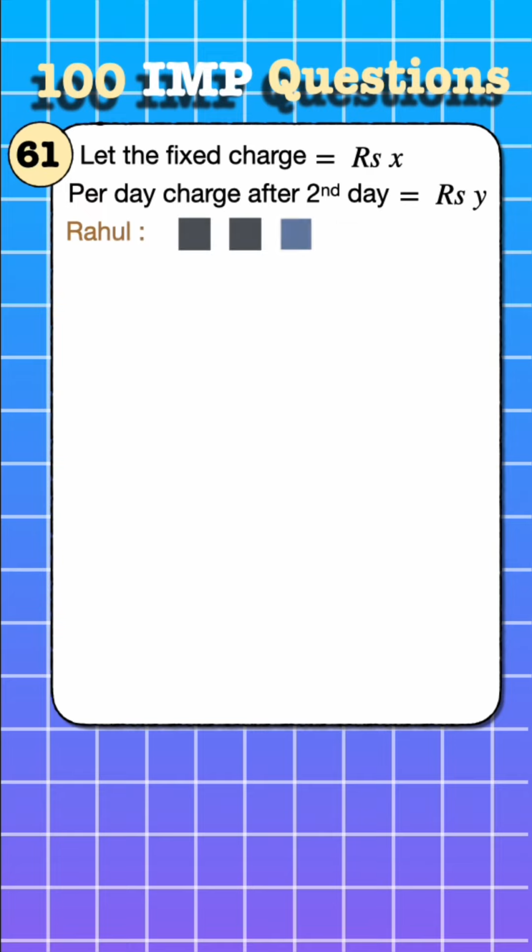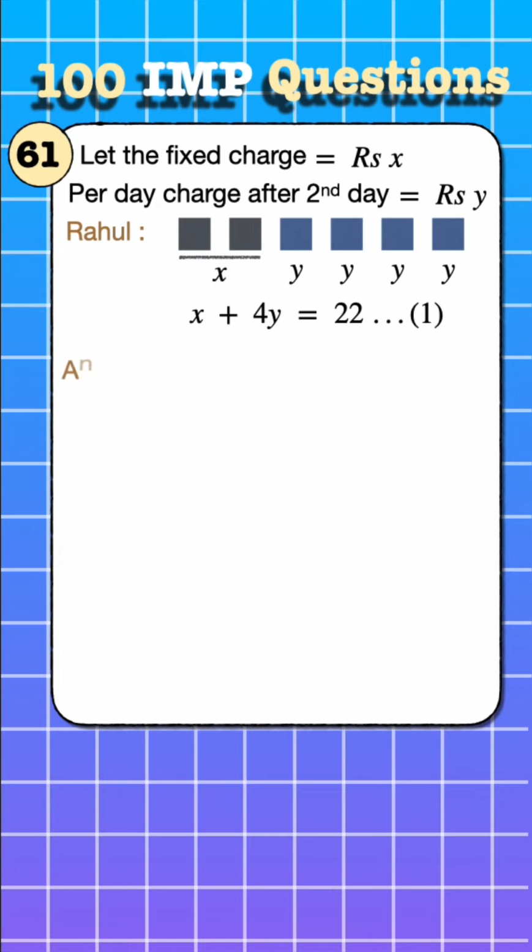So Rahul kept the book for 6 days. So you can see for the first 2 days he has to pay X rupees, and thereafter for every next day he has to pay Y rupees. So for 6 days he has to pay X plus 4Y. Okay, and he paid 22 rupees. So we got the equation X plus 4Y equal to 22.